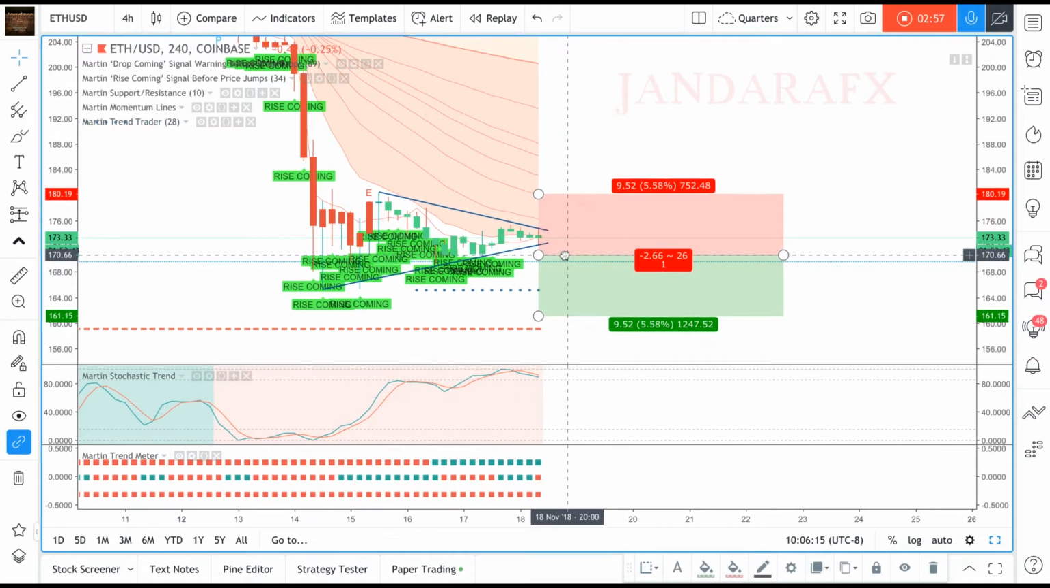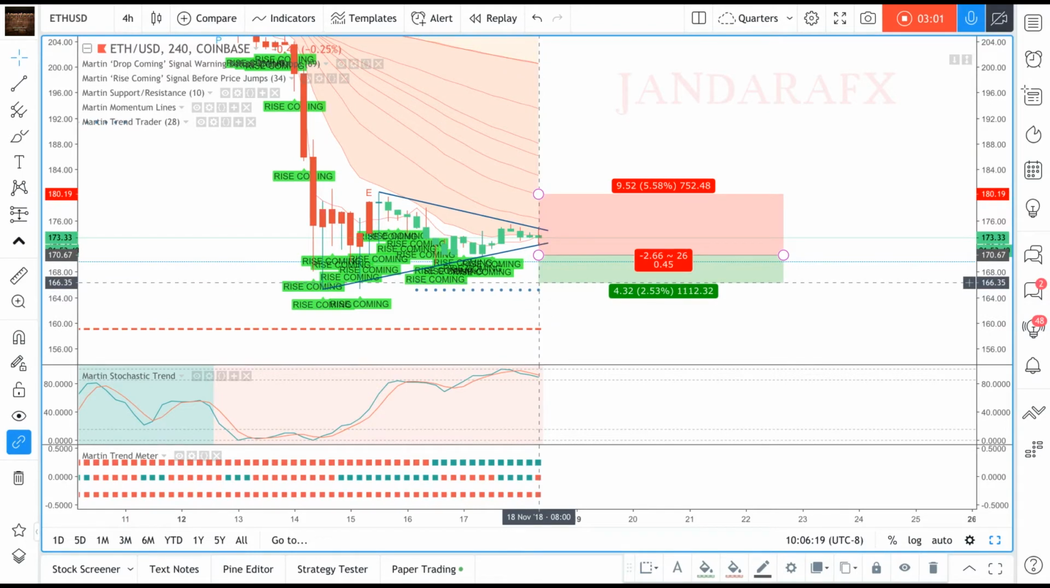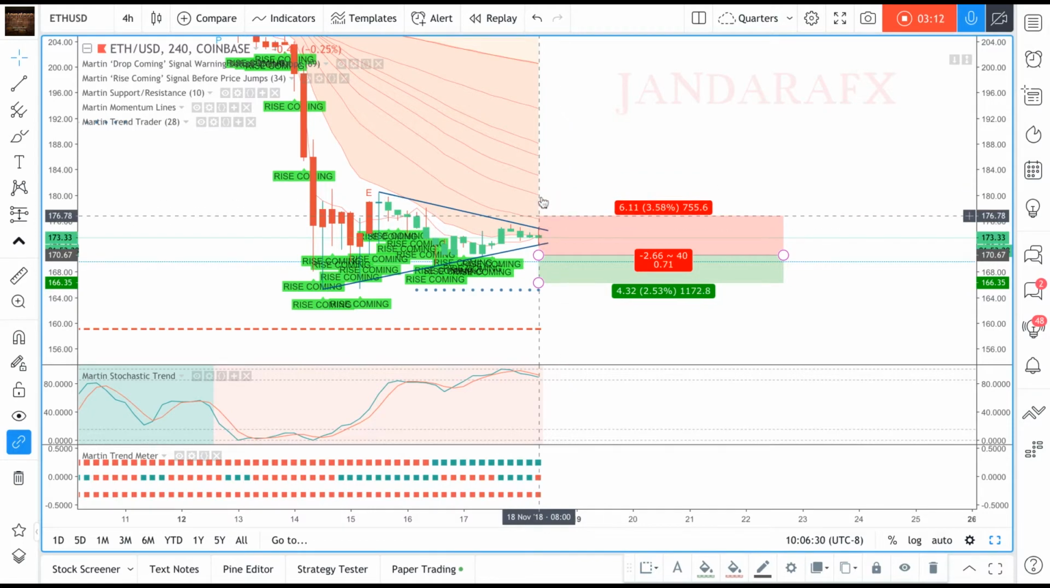So an entry right about here. And then I would be looking at definitely taking profits before, guys, remember, before we have the support hit. Because a lot of times what will happen is bots will get in here and they'll trigger their sells or their stop losses right here, and it'll bounce the price up very quickly. So you want to make sure you're getting out of those.